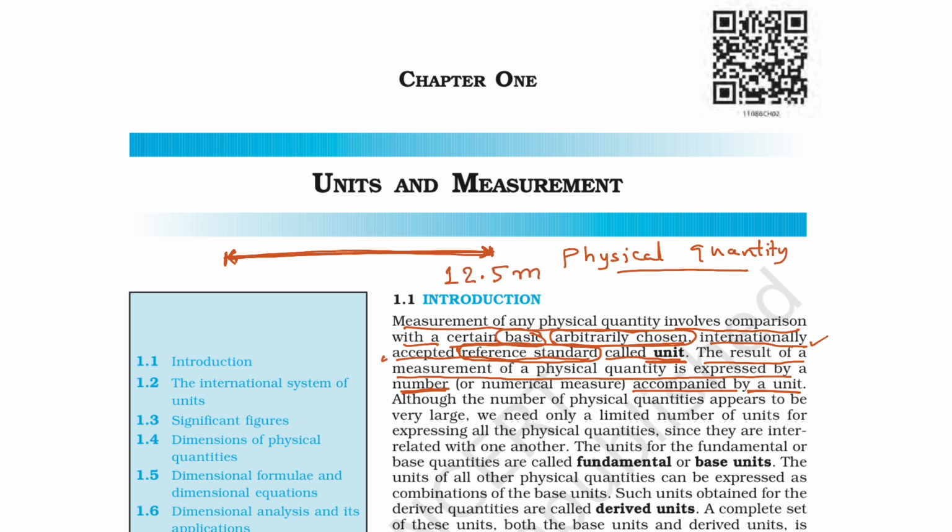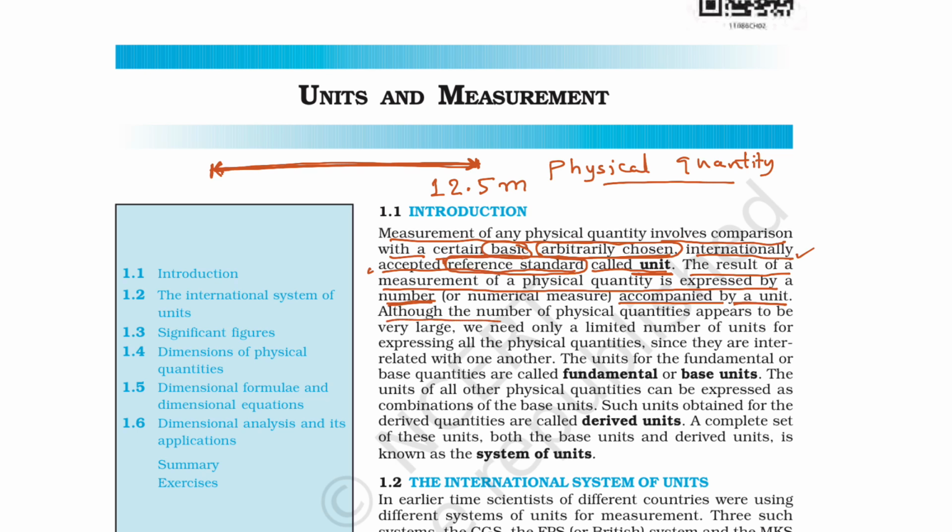Now although the number of physical quantities appears to be very large, there are so many different kinds of physical quantity, we need only a limited number of units for expressing all the physical quantities, since they are interrelated with one another. For example, length, and the unit is meter. Time is another physical quantity, and we measure it in second. If we divide length by time, we get speed, that is meter per second, which is another physical quantity. So physical quantities are interrelated.